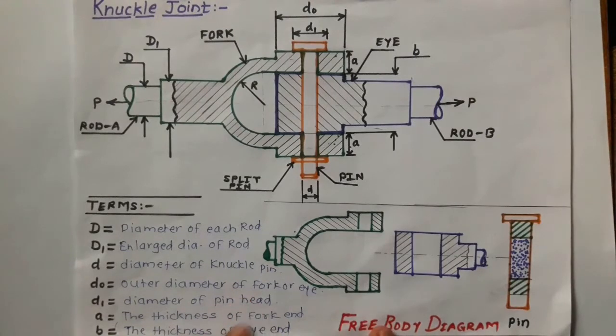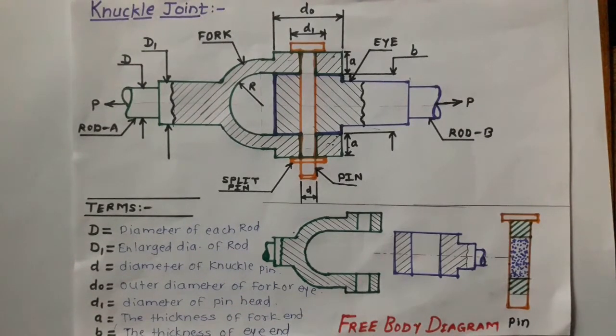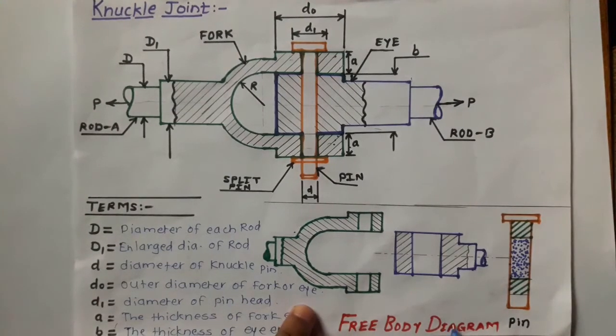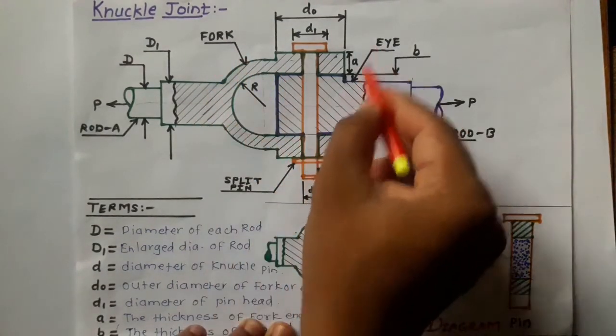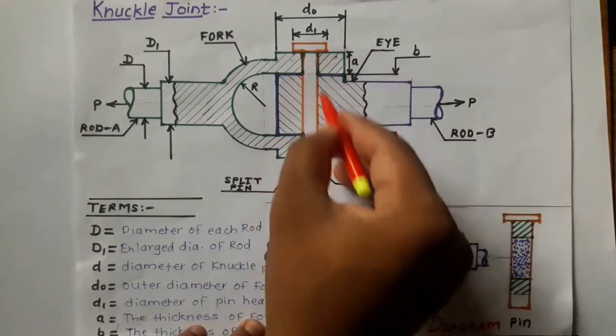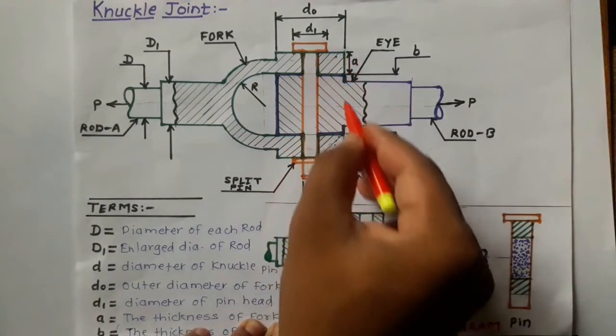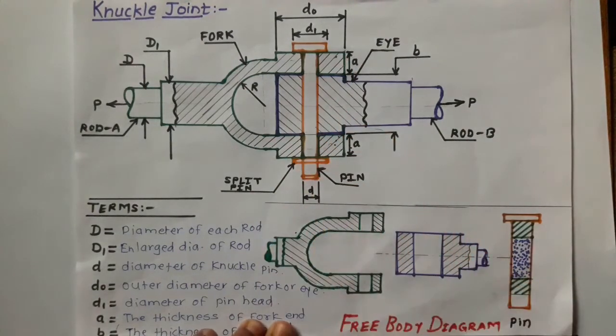Already in the last lecture we have seen these geometric parameters for the knuckle joint, but just for revision I have explained and written them here. Now let us start the very important part of this lecture, that is the free body diagram. A free body diagram is drawn to determine the forces acting on each and every part of the component. As we are discussing the knuckle joint, it consists of three main parts: the fork, shown by green color, this eye, shown by blue color, and this pin, which is inserted into the common hole of fork and eye. These three parts we have to consider here for the free body diagram.